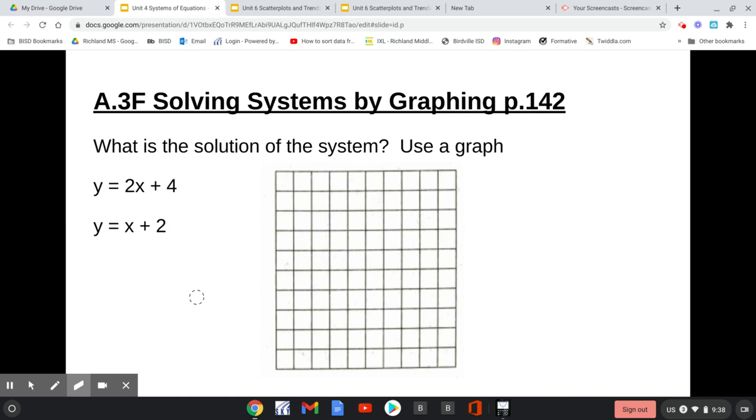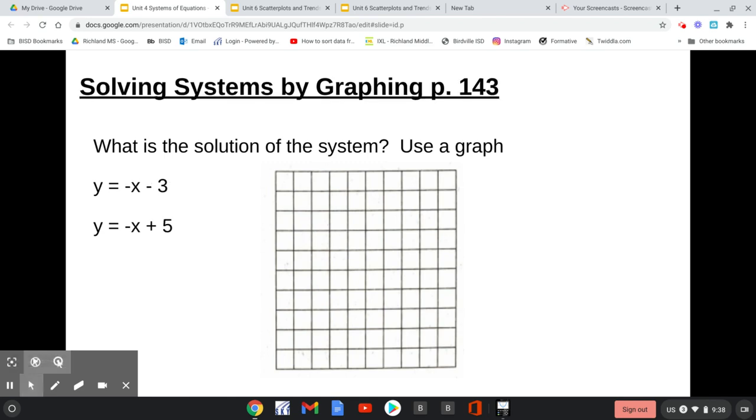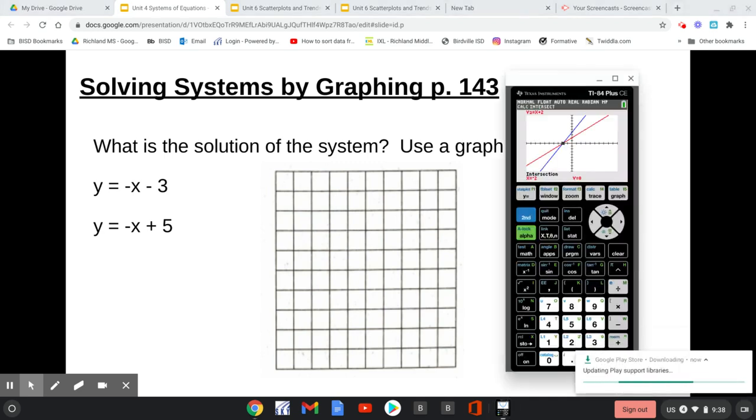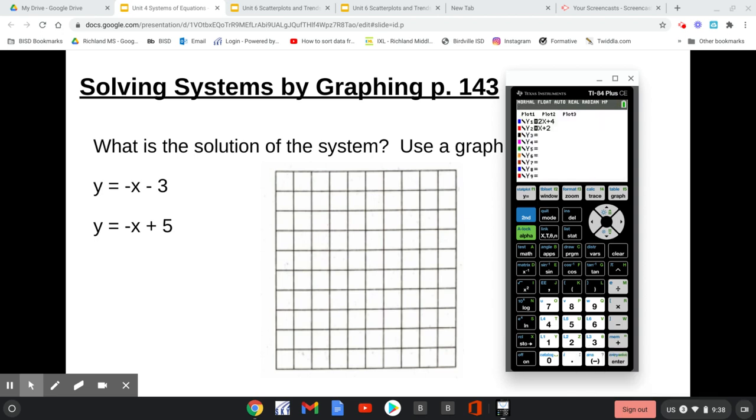Let's look at another one. This one says, what is the solution of this system? It says use a graph. Well, we're just going to use the calculator because it's too much. I'm not sure what that is, and I don't want to do that. But anyway, let's see, y equals.